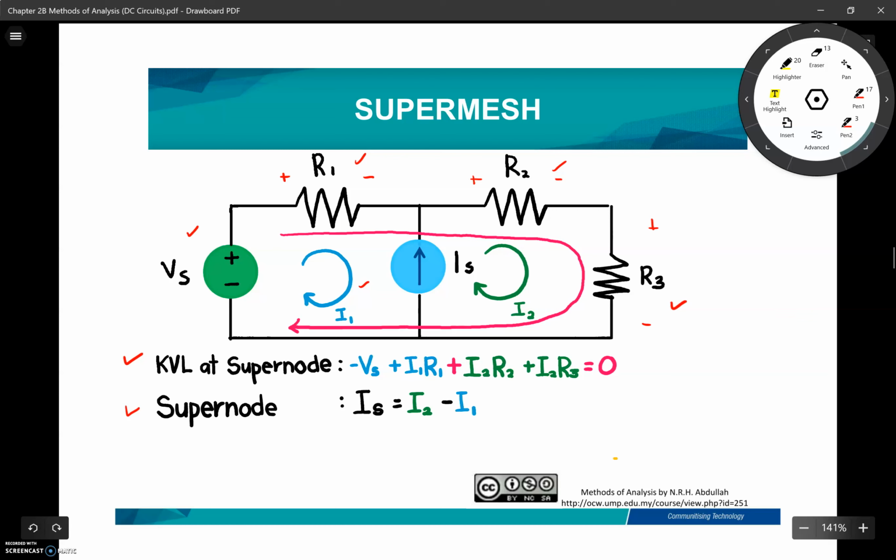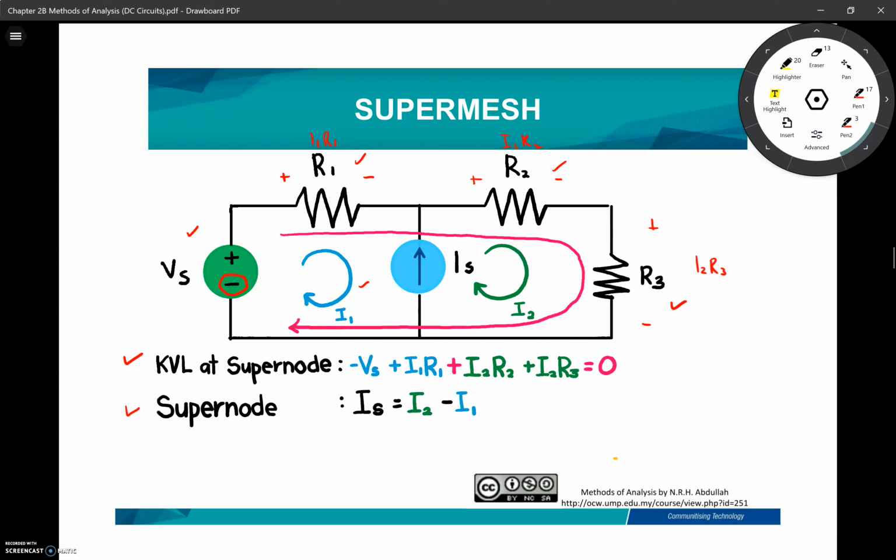And then you do the KVL at the supermesh, where you are combining the voltage at the left and the right of the circuit. So minus Vs plus the current I1 times R1 here, plus I2 R2 plus I2 R3, and then equal to 0. This is the KVL equation.